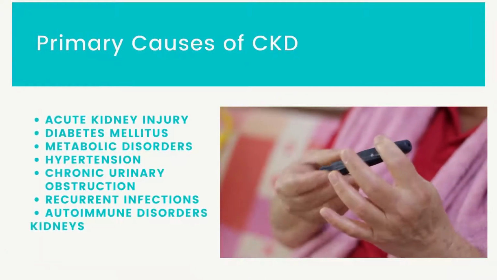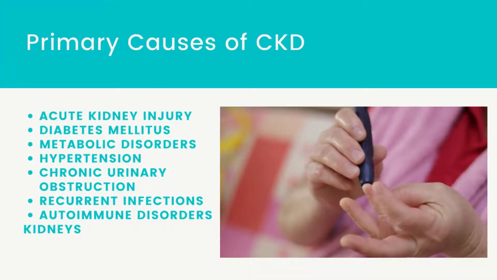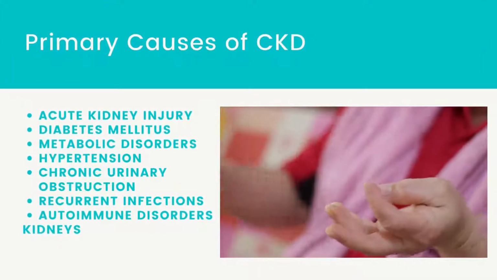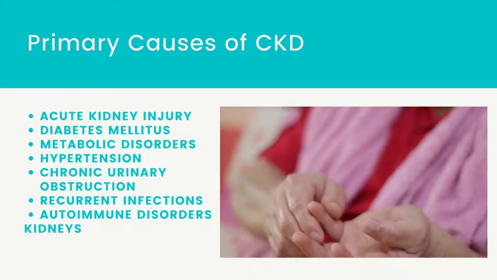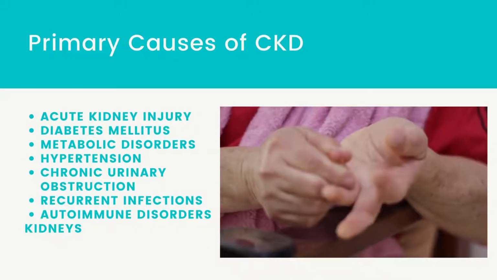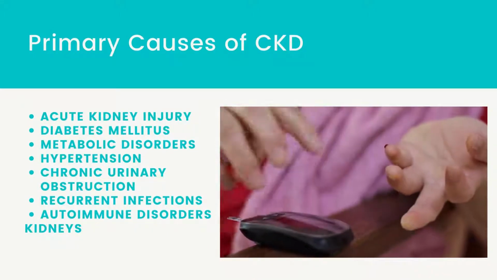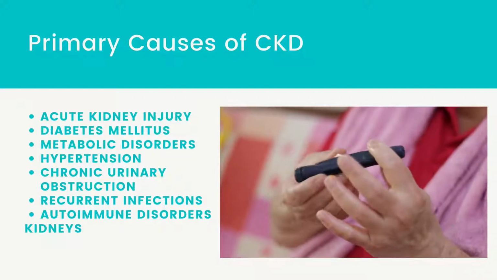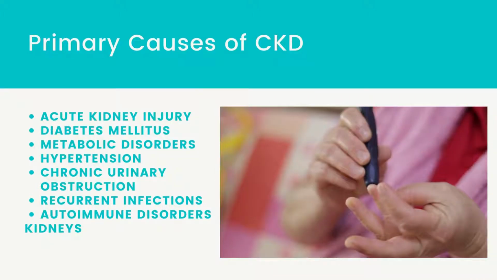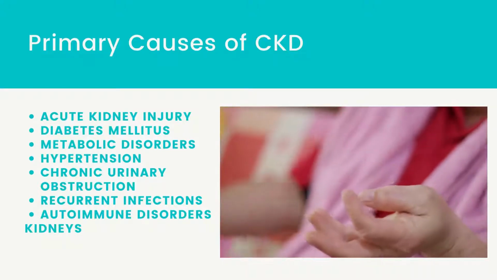Primary causes of CKD. Let's go over the primary causes of CKD. The list of causes includes acute kidney injury, diabetes mellitus, metabolic disorders, hypertension, chronic urinary obstruction, recurrent infections, and autoimmune disorders.